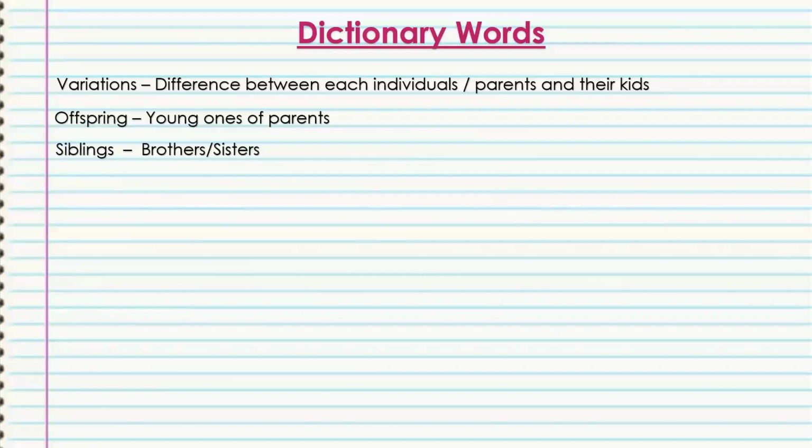Next, siblings. Siblings means your brothers or sisters. They will be referred as siblings. Correct. In your language, bro or sis. Now this will be a new word, progeny. Now progeny means generation.